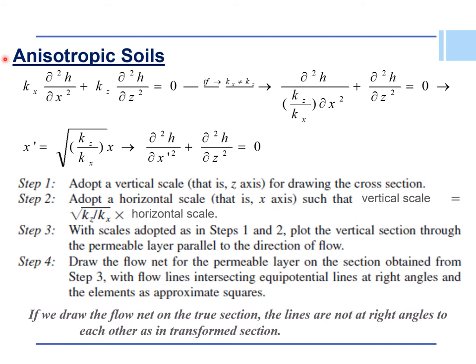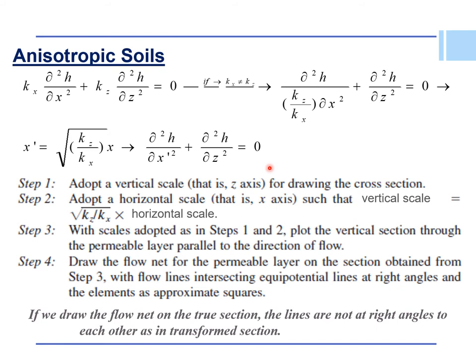Anisotropic soils. These are the soils in which the properties are different in different directions. So here you can say that the coefficient of permeability is not the same in all directions. Or you can simply say that Kx, the coefficient of permeability in the horizontal direction, is not equal to Kz, the coefficient of permeability in the vertical direction. So just by considering the Laplace equation and modifying it for anisotropic soils, we can write this equation like this.